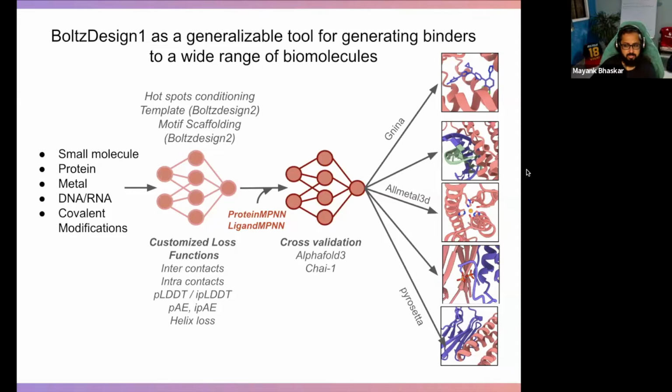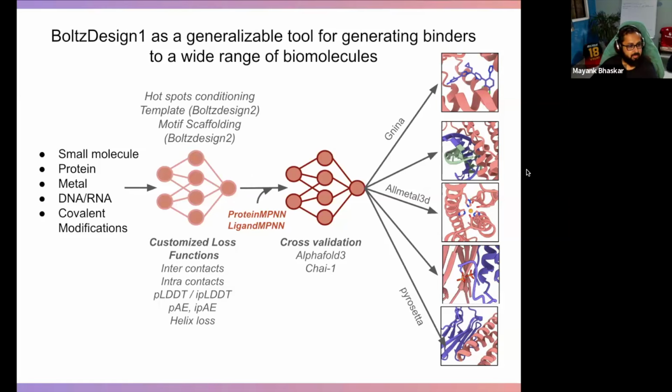Any more questions? I had a query here: which downstream sequence designer and refolding pipeline did you use for the BoltzDesign1 results? Was it ProteinMPNN plus AF3 refold versus the BoltzDesign1 default, or did you try something else? The default for protein is that I use SolubleMPNN, and the cross validation is done by AlphaFold 3. But for ligands, I use LigandMPNN. Okay, cool.